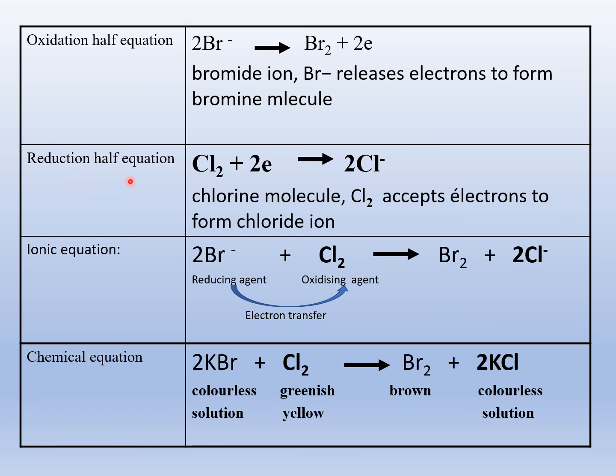Okay, reduction half equation. What happened is chlorine is receiving 2 electron and become chloride. So chlorine molecule accept electron to form chloride ion. Okay, so chlorine is said to be reduced, has been reduced. Okay, so the ionic equation, what was happened is bromide transfer an electron to chlorine. Sebab tu chlorine terima, bromide release. Siapa yang terima? Chlorine lah. So bromide will become reducing agent while chlorine will become oxidizing agent.